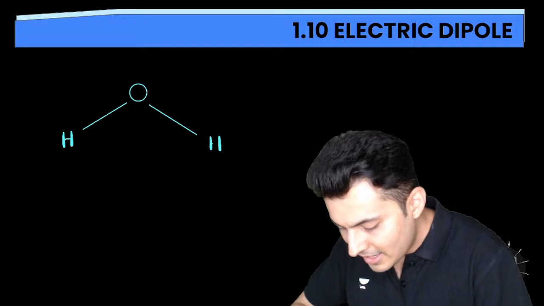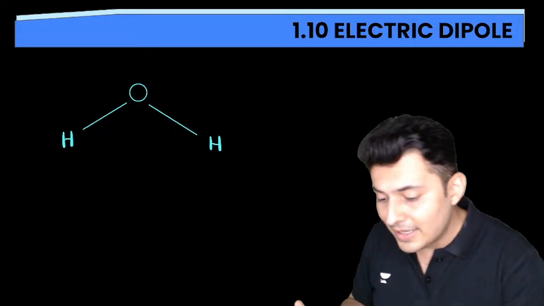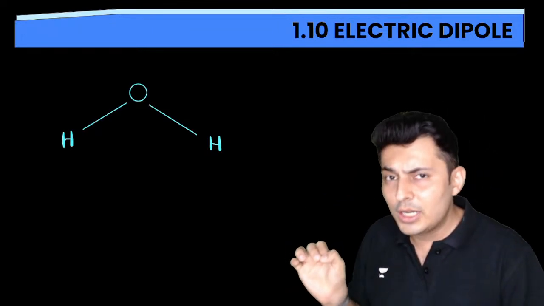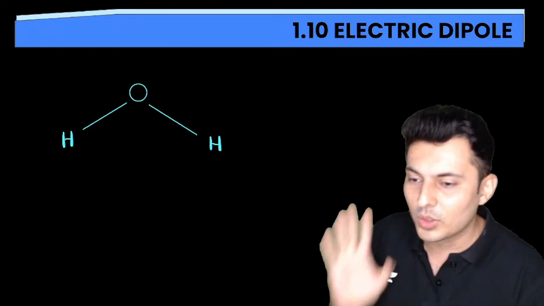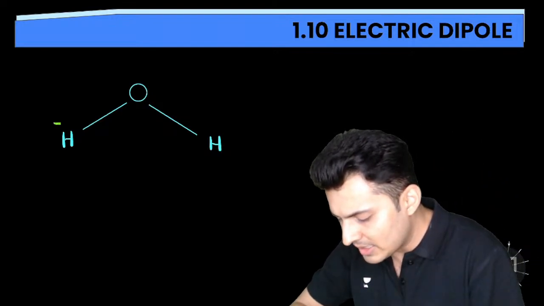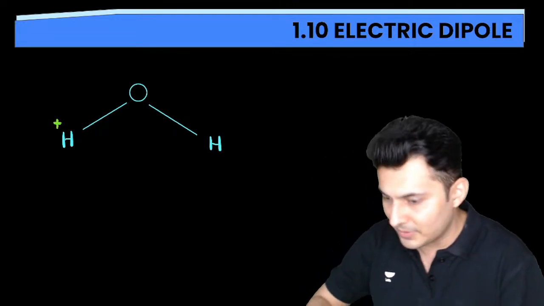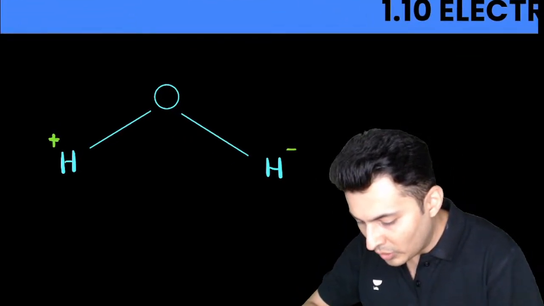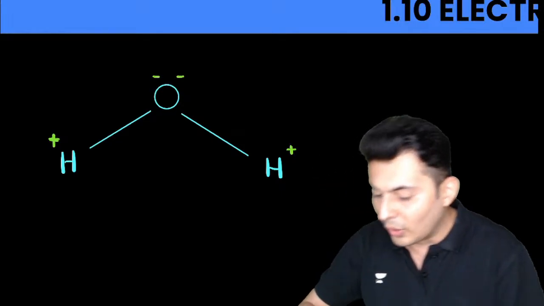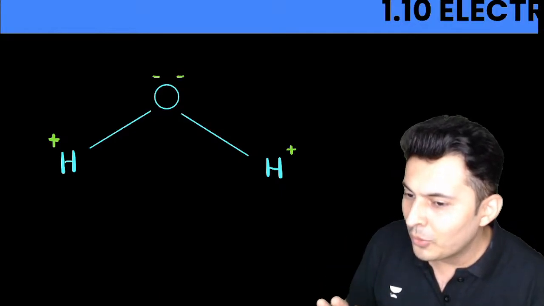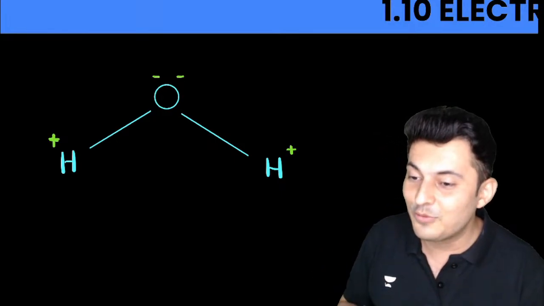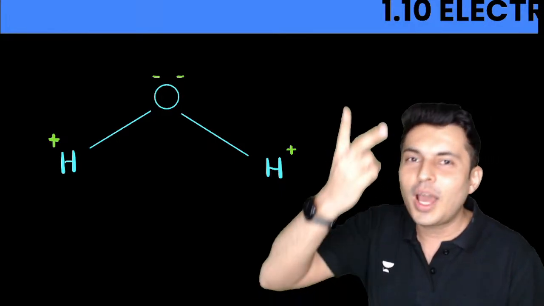Everybody would have also studied that oxygen has delta negative 2 times charge and hydrogen has delta positive charge. So if I were to put some charges on it, I would put a small positive charge on each hydrogen and delta 2 negative on oxygen. Now, my dear students, can you see dipoles? In fact, I can see 2 dipoles.